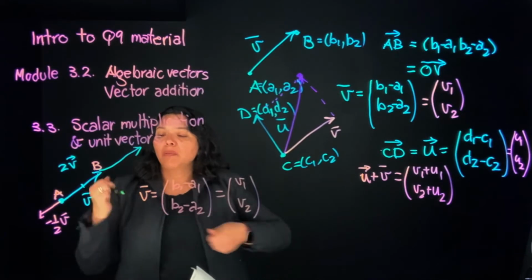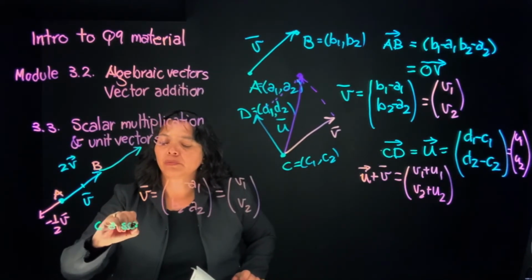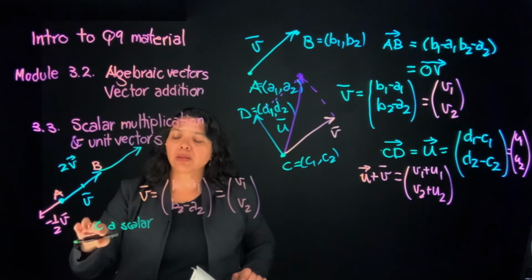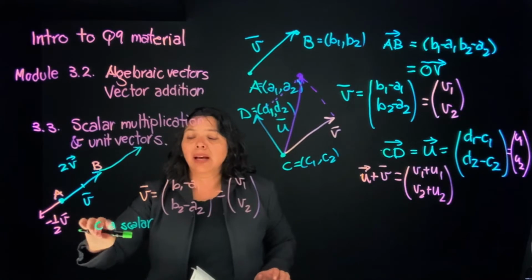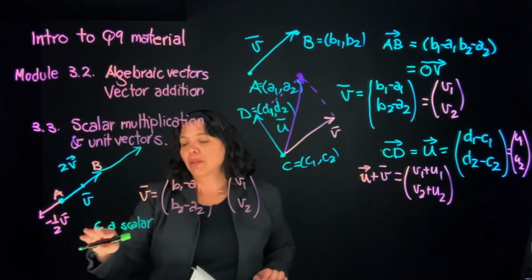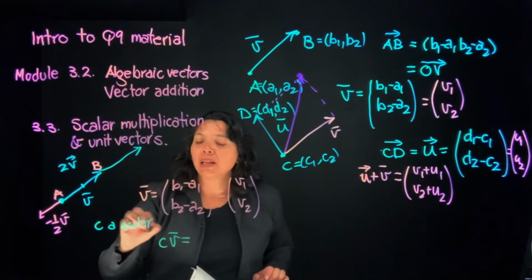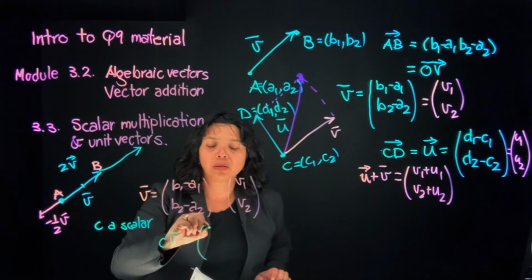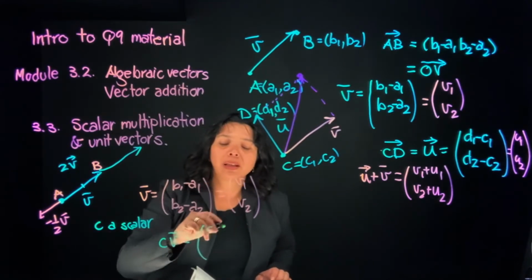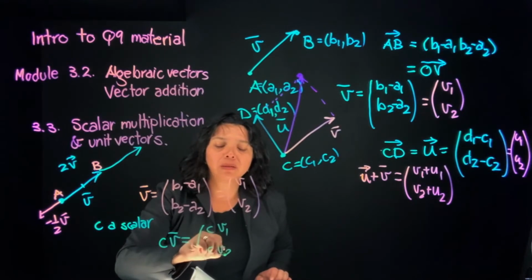So if I have C as a scalar, that's usually a real number, but later you'll see that we could have a complex number as well, so real or complex in general. C times V will be just multiplying this C in each of these entries. So that's going to be whatever this number times V1 gives you, C times V2.